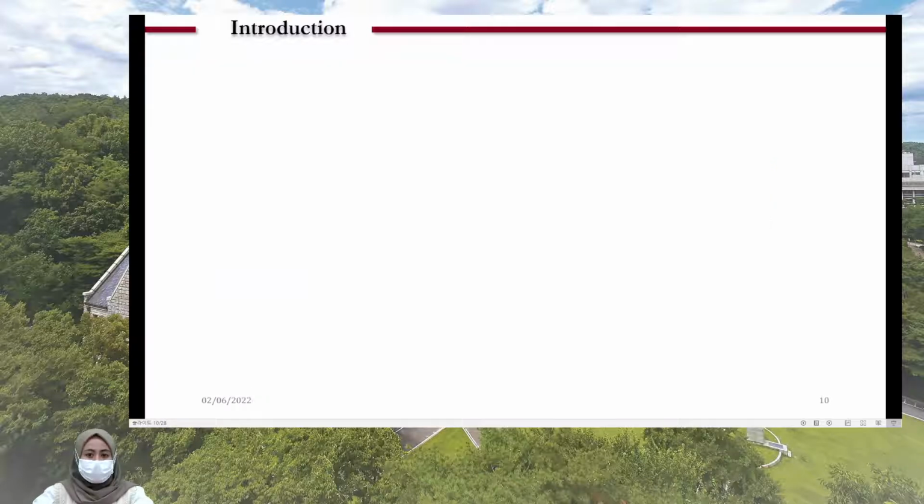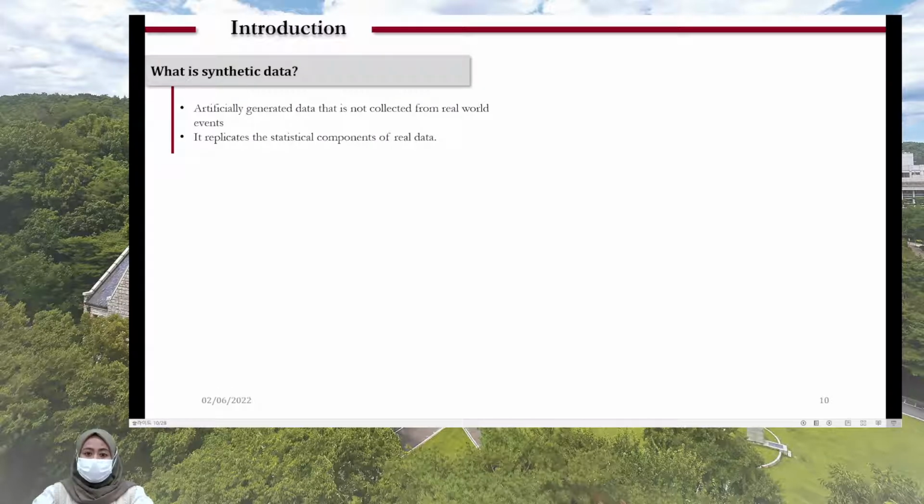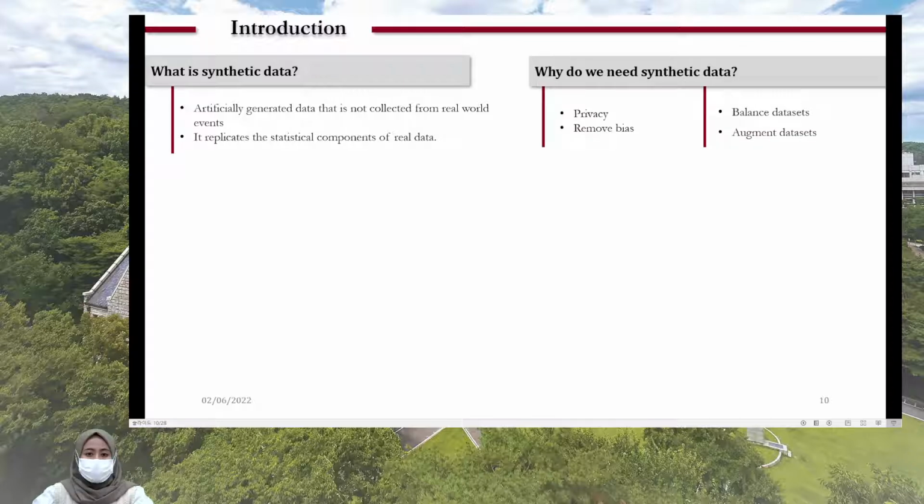But what is synthetic data, as mentioned before? Synthetic data can be described as artificially generated data that is not collected from real-world events, which replicates the statistical components of the real dataset. And in what cases, for example, do we need synthetic data in machine learning?